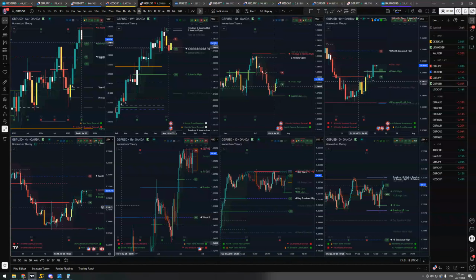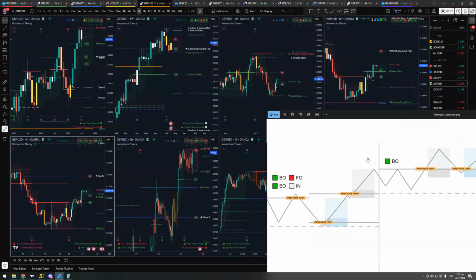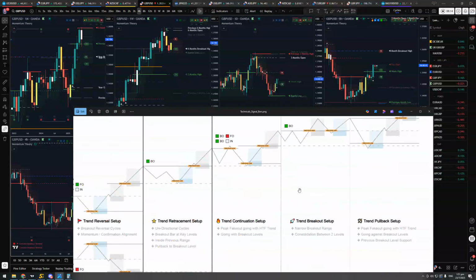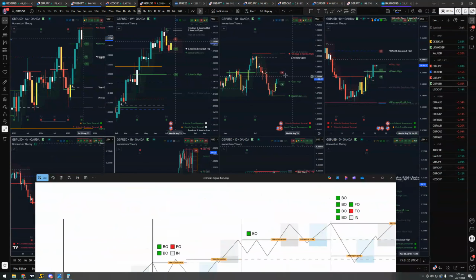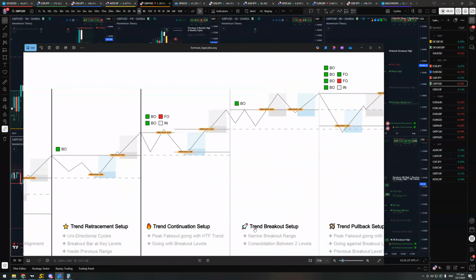Pretty sure this is going to be the trade. Setups here, looking for a trend breakout setup. So a trend breakout setup, I want to see a breakout bar on the daily in this case, and then I want to see a narrow breakout range and consolidation between two levels.